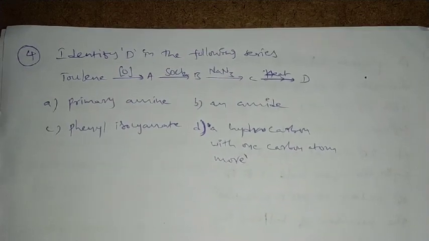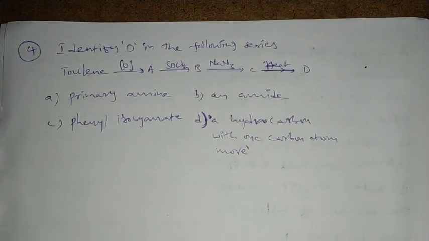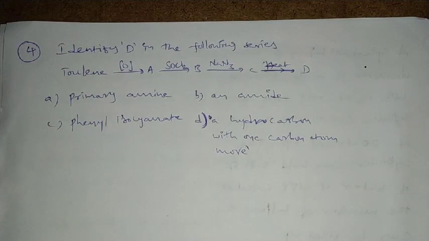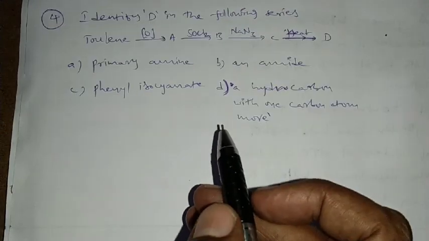Right. So I brought you one more important question. Identify D in the following series. Some series of reactions is given: toluene, oxidation gives A, SOCl2 gives B, NaN3 gives C, heat gives D. So it may be a primary amine, or amide, or phenyl isocyanate, or a hydrocarbon with one carbon atom more. So we shall observe the series of reactions.